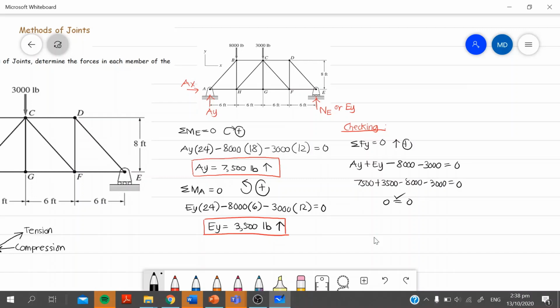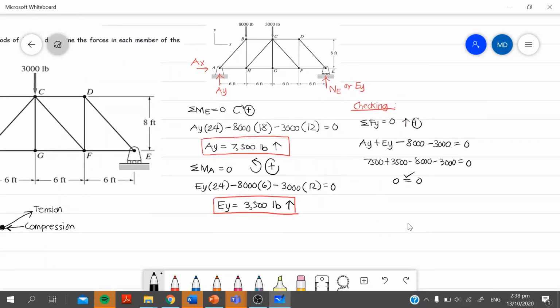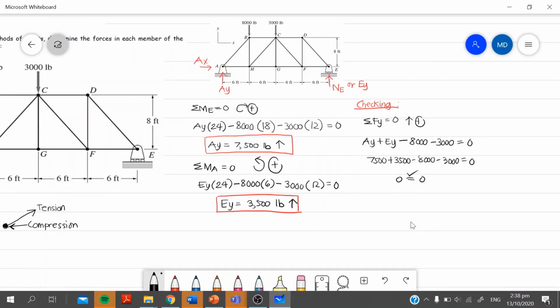Alright, so sino na ang wala pa? Si AX. Dapat malaman natin si AX. So, we can only do that by sum up what? Mas madali mag-sum up ng forces horizontal. This time, assume natin right forces positive. So, AX, wala nang ibang horizontal force. So, equal to 0 na yan. So, that should be it.